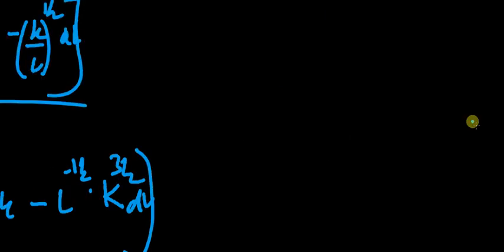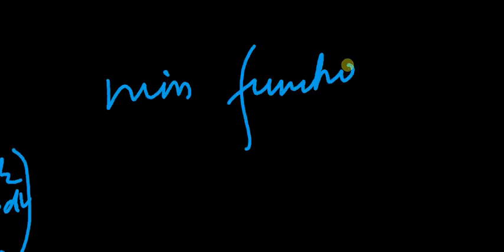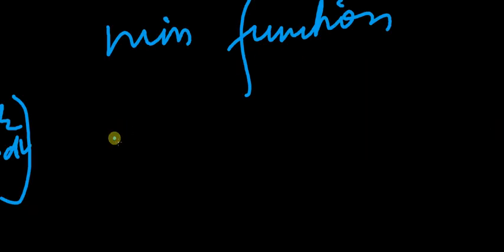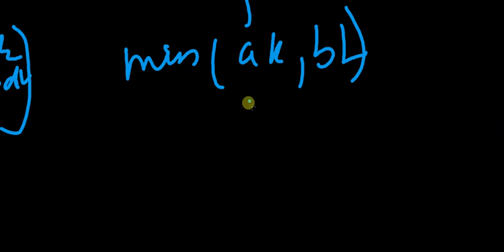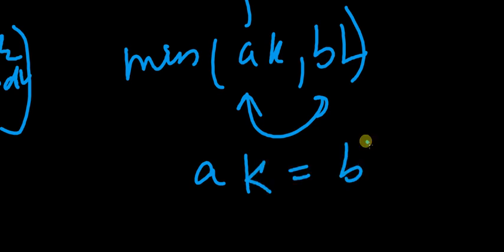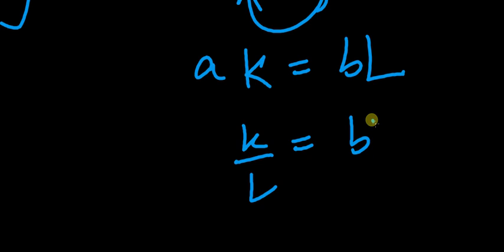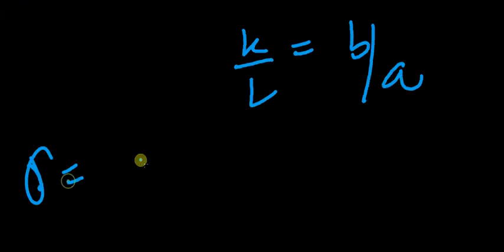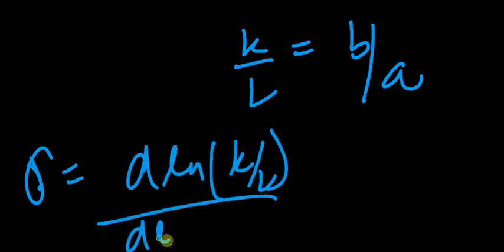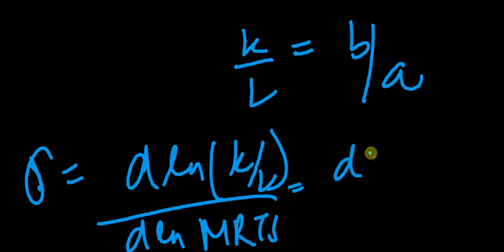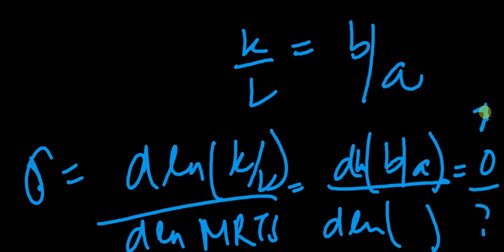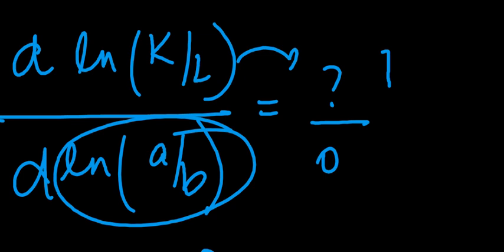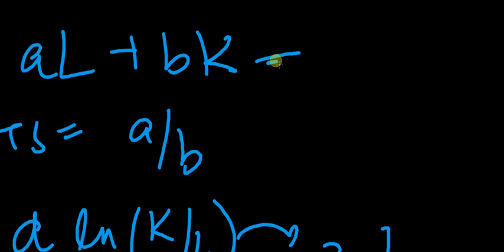Okay, now let's take the min function. So for the min function, my function is min of aK, bL. So when I equate, I will always equate whatever comes inside the bracket. So I know that aK is equal to bL, or I know that K by L is b by a. So now my elasticity of substitution is d of ln K by L upon d of ln MRTS, which is d of ln b by a upon d of ln MRTS, but this is a constant, so this is 0 by anything, so 0 by anything is 0. So for min functions the elasticity of substitution is 0, and for the substitute functions the elasticity of substitution is infinite. Thank you.